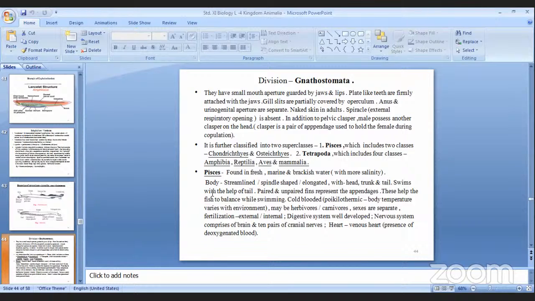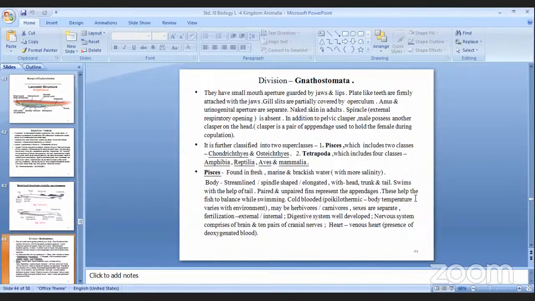Then the body is streamlined. It may be spindle shaped. It can be elongated with head, trunk, and tail. Students, remember, we are studying the general characters of Pisces now. In some Pisces it may be streamlined, in some spindle shaped, and in some elongated, but they all have head, trunk, and tail.